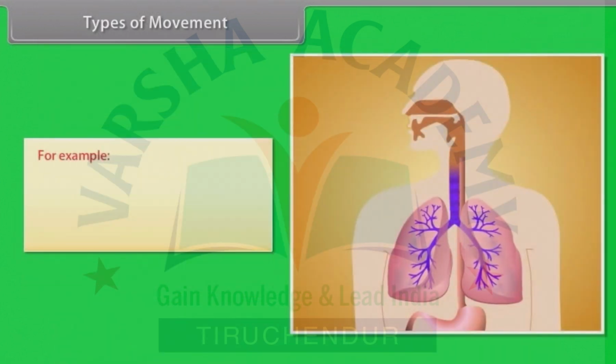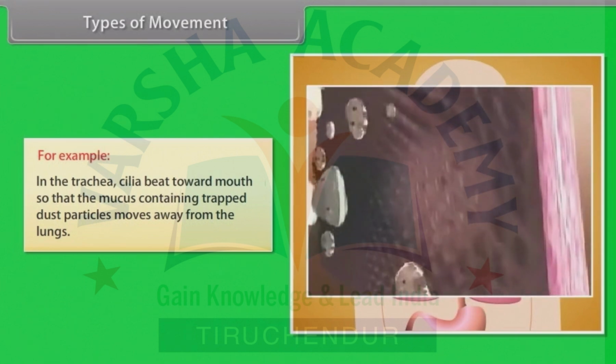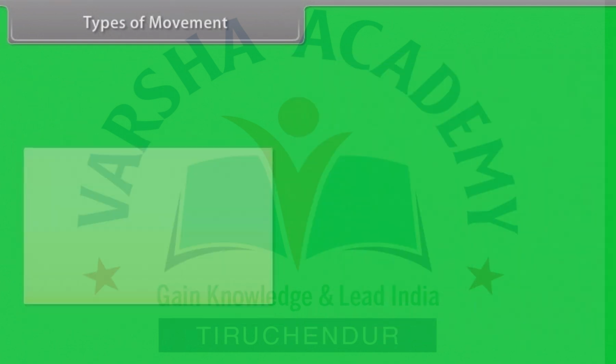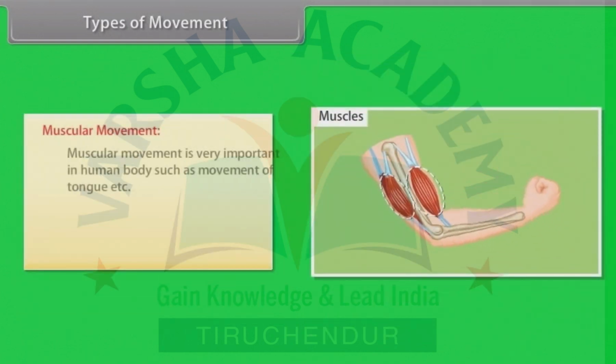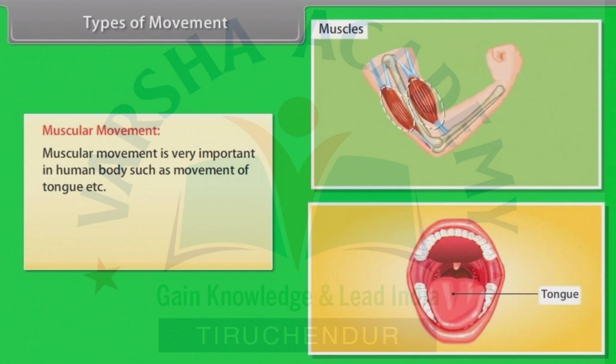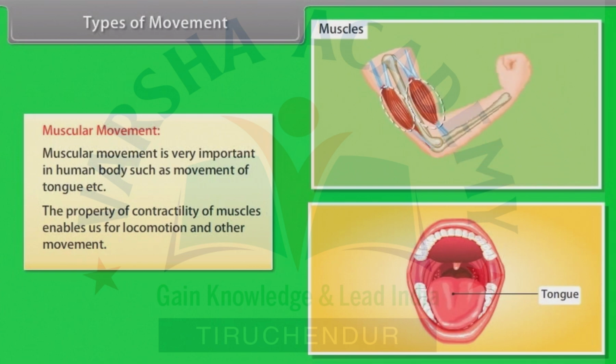For example, in the trachea, cilia beat towards the mouth so that the mucus containing trapped dust particles moves away from the lungs. Muscular movement. Muscular movement is very important in human body, such as movement of tongue, etc. The property of contractility of muscles enables us for locomotion and other movement.